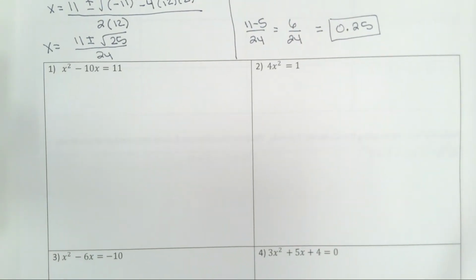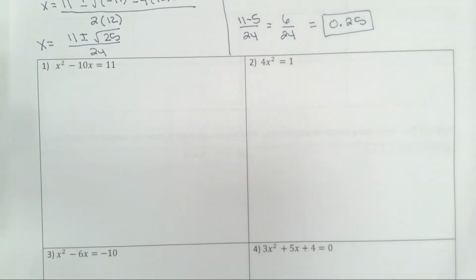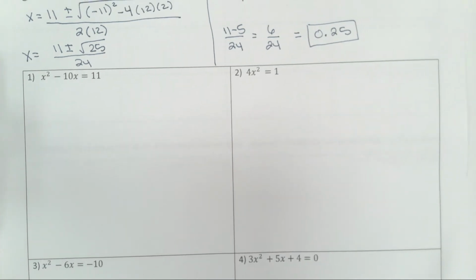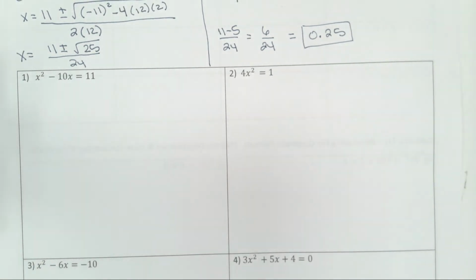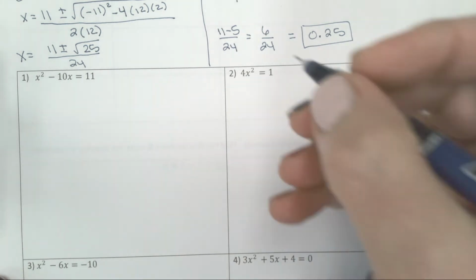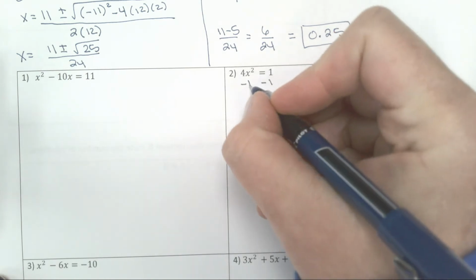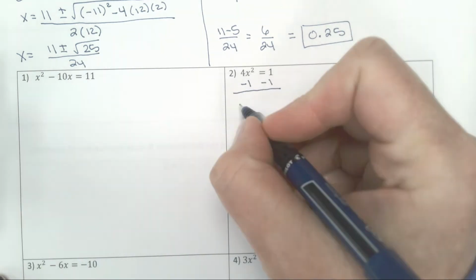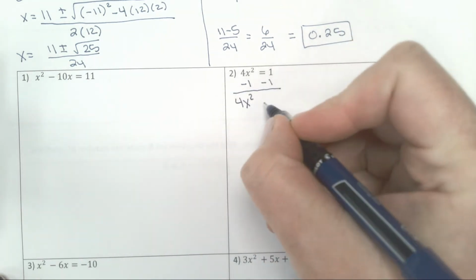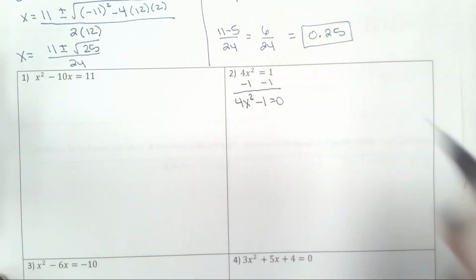Number 1 is going to be just like the problem that we did, so let's not do that one. Let's skip to number 2. You should probably do number 1 and check my notes online. The equation has to be set equal to 0. So I'm going to subtract 1. I get 4x squared minus 1 equals 0.